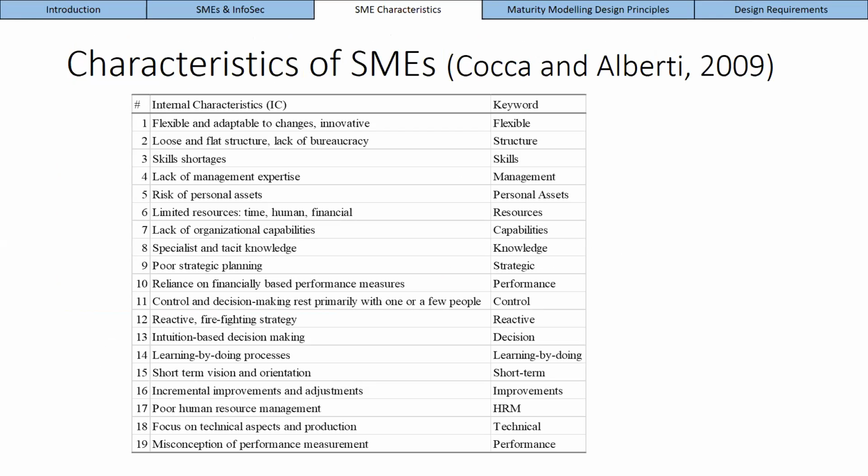So what are the characteristics of SMEs? Here you see a set of characteristics proposed by Coca and Alberti. They conducted a literature review and analyzed many papers focusing on SMEs in different fields of science. Their findings were grouped into two, internal characteristics and external characteristics. The factors related to the external environment are typically outside the control of the organization, and the implementation of maturity models is often considered as part of improvement initiatives, and they primarily depend on the internal environment of the organization. So in our research, we focused on the internal characteristics of the SMEs.